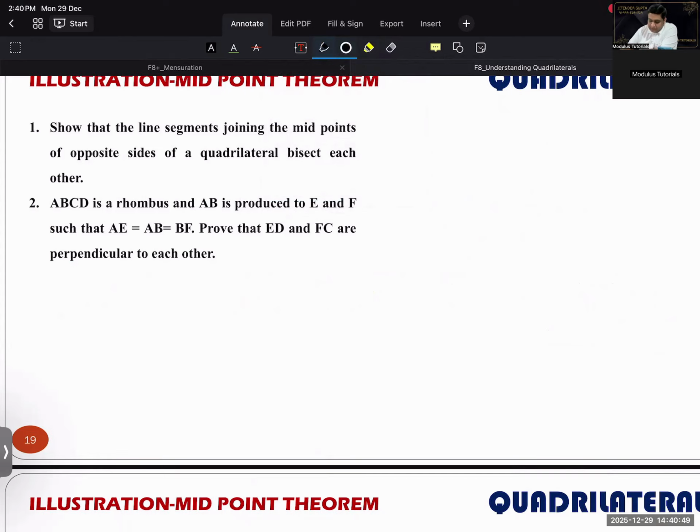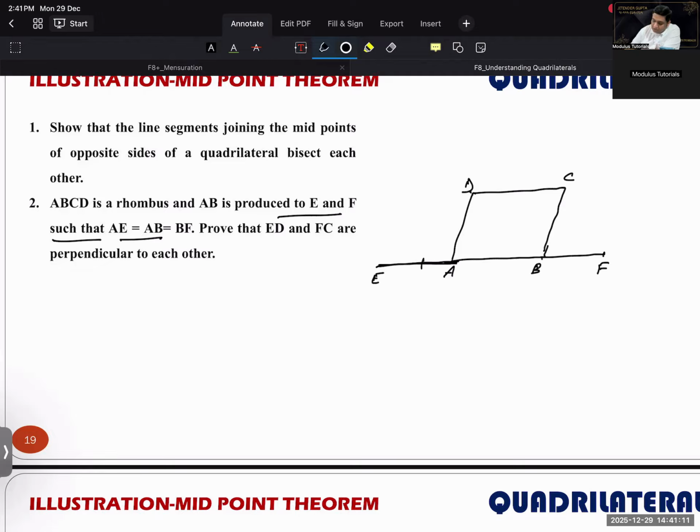So the next question is: ABCD is a rhombus. No problem. This is a rhombus. AB is produced to E and F such that AE is AB. Let's take E here, and this is what makes sense. All of them are equal. It's a rhombus. So this is the setup. ED and FC are perpendicular. This is what he's trying to say.